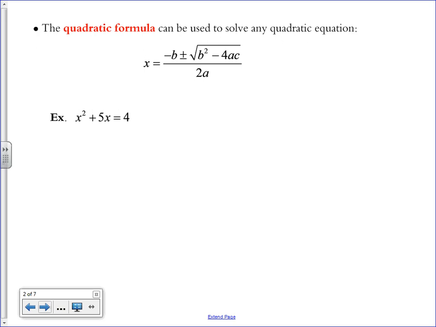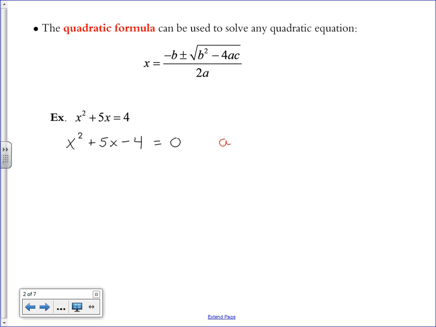So the first thing you want to do is make sure that your equation is written in standard form and says equals 0, so that you can see what a, b, and c are. So we want to start by subtracting the 4 from both sides so that it says equals 0. And now our equation is in standard form.